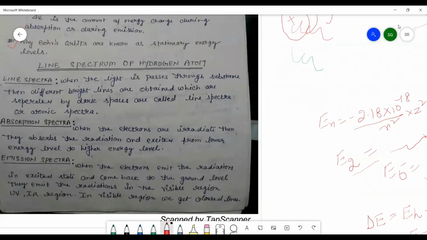So next topic we will discuss is the line spectrum of the hydrogen atom. First of all you should know the meaning of line spectra. Line spectra means when light is passed through a substance, different bright lines are obtained which are separated by dark spaces, like this. Lines like these you get, and these are the dark spaces between them, and these are the bright lines obtained. This is called the line spectra or the atomic spectra.